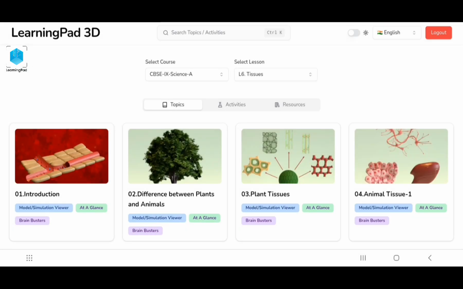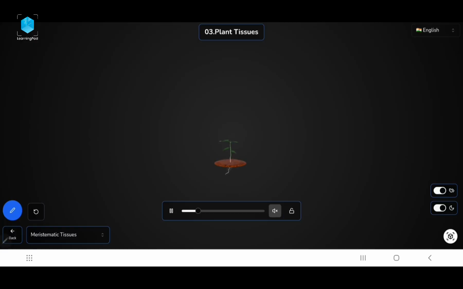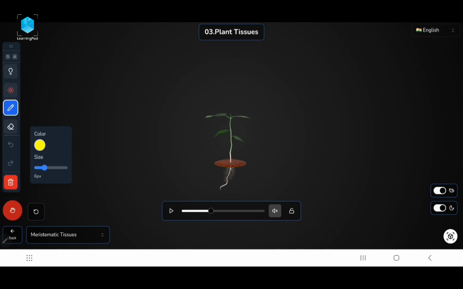Today we are going to study the topic plant tissues. We have studied the chapter tissues. What are tissues? Tissues are a group of cells which perform specific functions. So today we are going to study plant tissue.